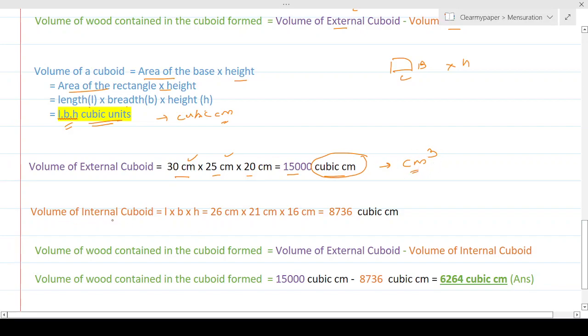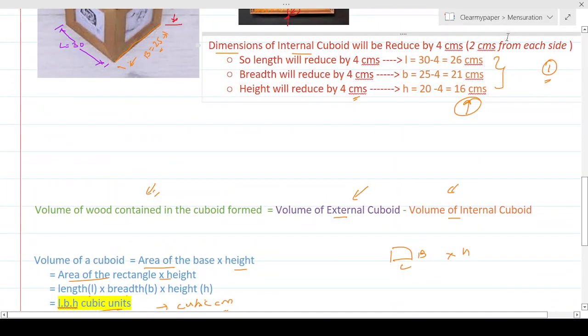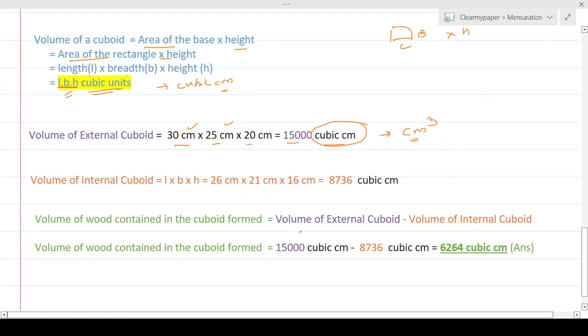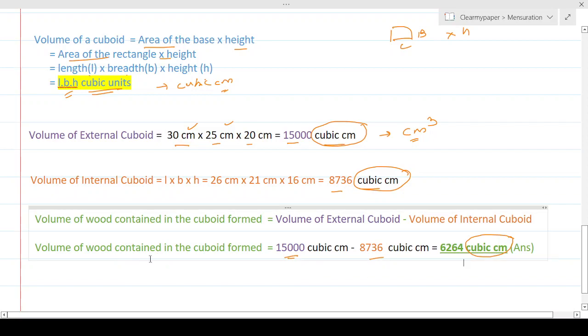Okay, and the volume of the internal cuboid, again length into breadth into height in orange color. We will take the reduced dimensions by 4 centimeters each side, and that is going to give us 8736 again cubic centimeter. Okay, and the final thing is we wanted to find the answer in green color, the volume of the wood contained in the cuboid formed, the difference of both the numbers, 15,000 cubic centimeter minus 8736 cubic centimeter, which equates to 6264 again cubic centimeter, and that's going to be our final answer. So the volume of the wood contained in the cuboid form is 6264 cubic centimeter.